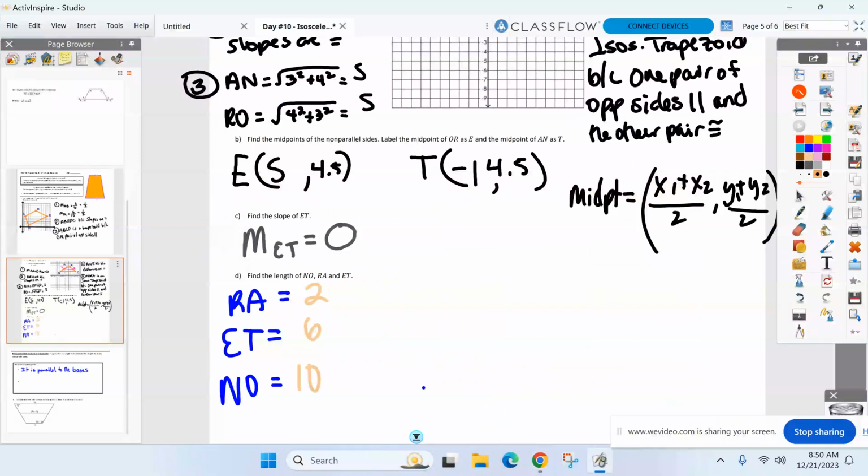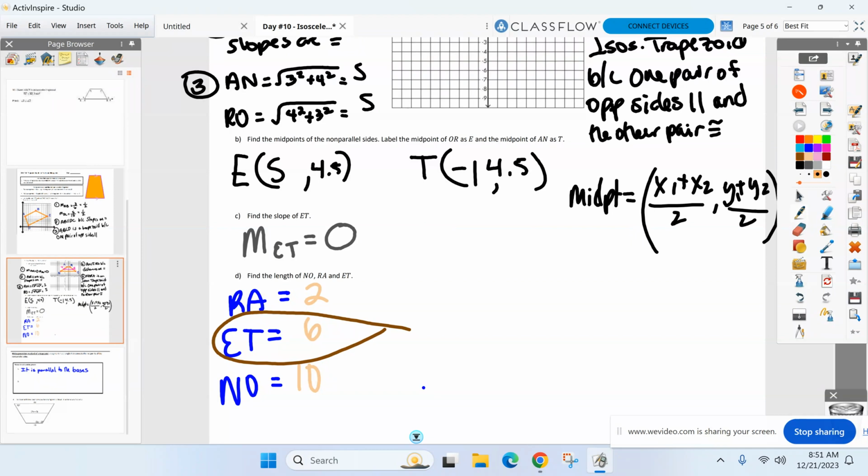All right, here's what I have for you, above average math students. If you know the two bases, what can I do to find the mid-segment length? Go ahead, what do you think? The distance between NO and RA is 8, half of that is 4, and then you subtract 4 from 10.